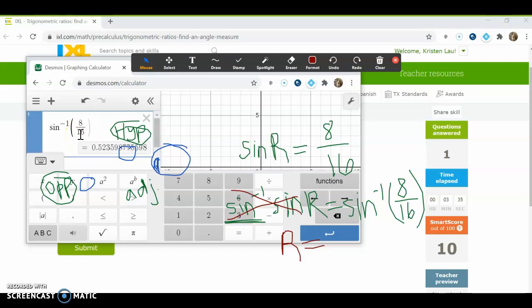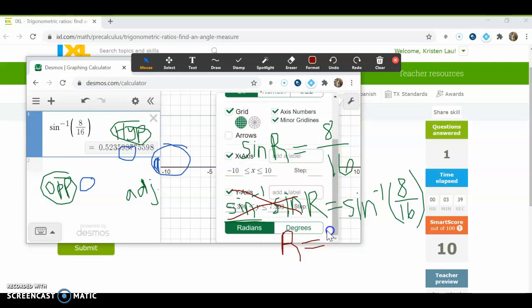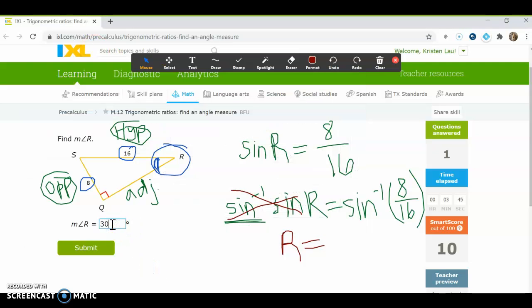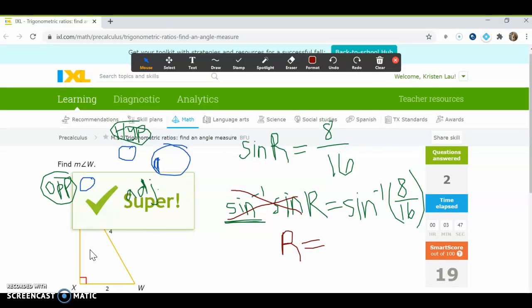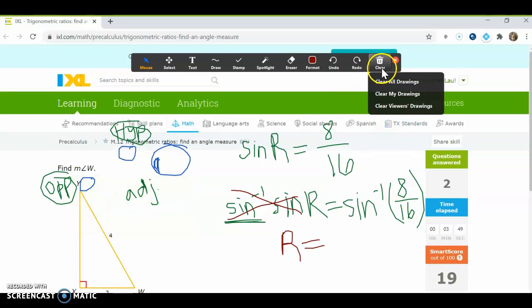And remember, we have to change it to degrees. So we're going to hit the wrench, scroll down to degrees, and it's going to say 30. So we're going to type 30, and that's it. Okay?